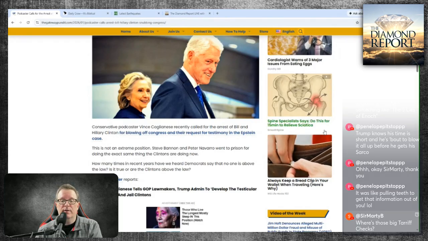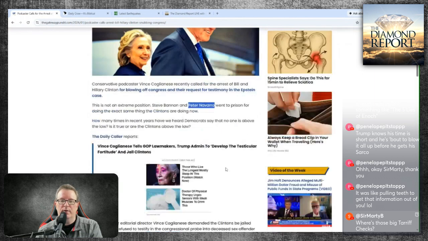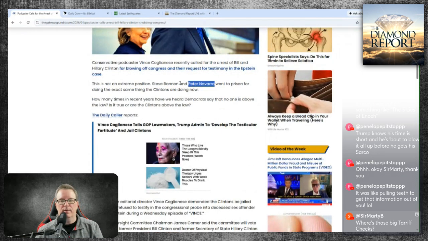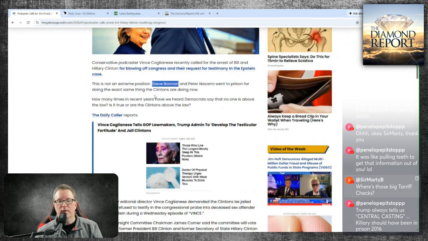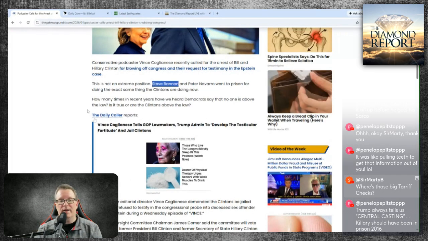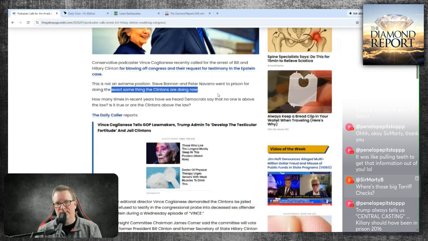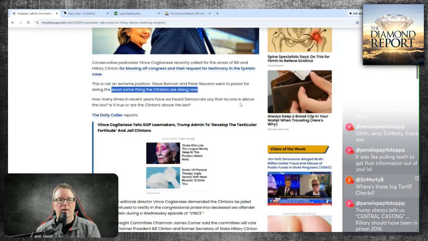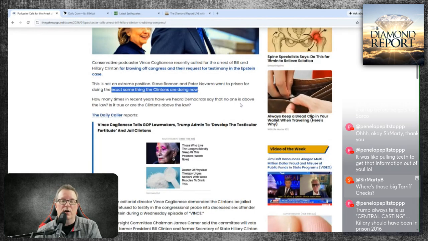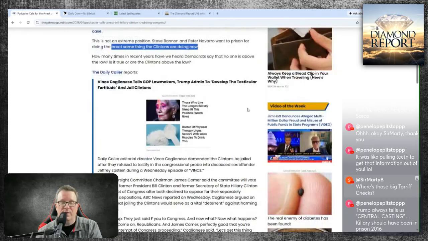Steve Bannon and Peter Navarro went to prison for doing the exact same thing the Clintons are doing now. That's the other guy. I knew there was someone else. Peter Navarro and Steve Bannon. Yeah, contempt of Congress. They went to prison for the exact same thing the Clintons are doing now, but it's okay when they do it, as I always say. How many times in recent years have we heard Democrats say that no one is above the law? Is it true, or are the Clintons above the law? Well, of course they are. They always have been.